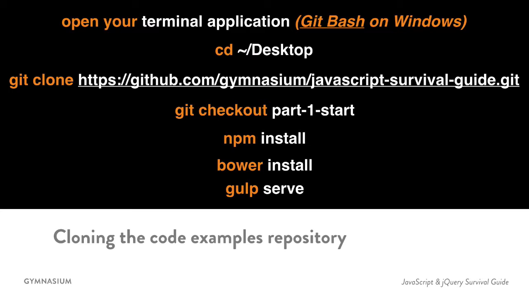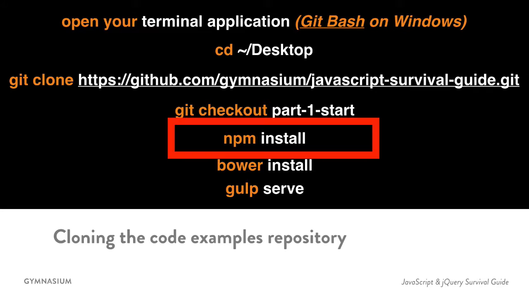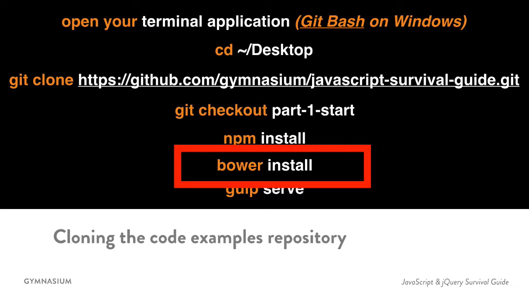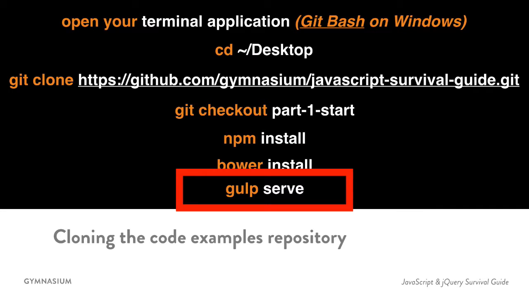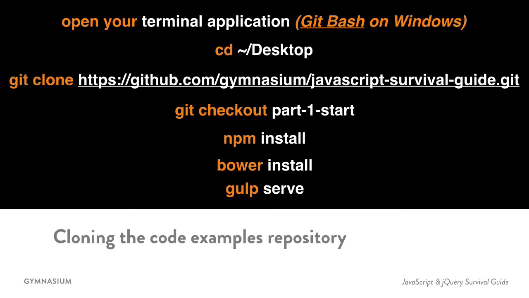Next, we'll check out a branch that's been created specifically for this video. If you're not familiar with Git branching, just know that it's a version of the repository that contains the files that we want. Next, we'll use npm install, which downloads other files that our sample web page depends on. After that, the command Bower install will download all of our client-side assets for us. And finally, the command gulp serve will start our local web server.